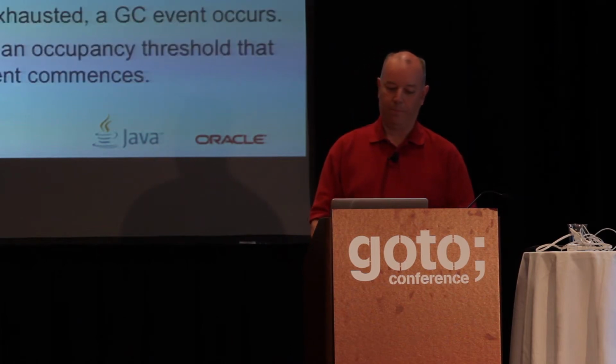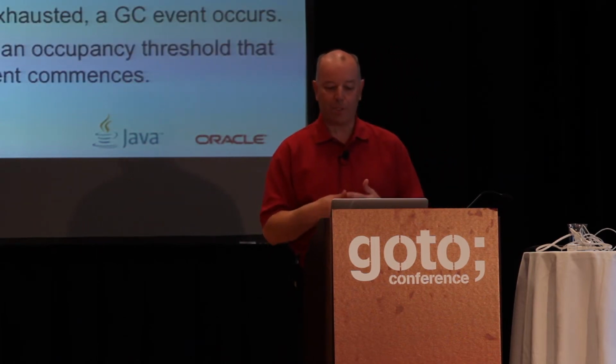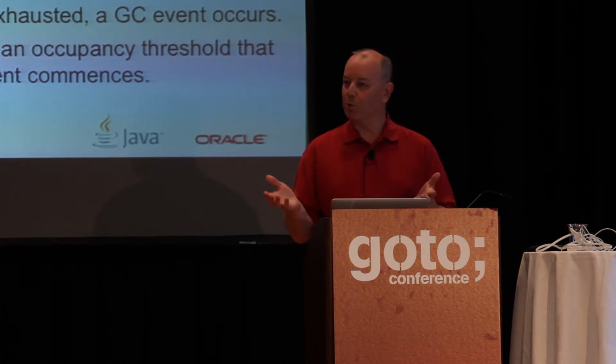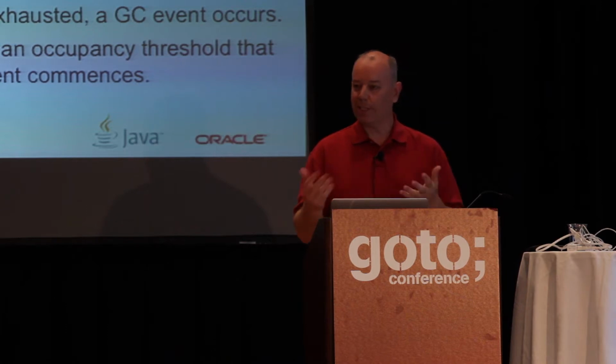So the first concept we're going to talk about is the frequency of minor or young GCs. The frequency of a minor GC is dictated by the object allocation rate of the application. In other words, how fast is it allocating objects? The other thing that dictates the frequency of a minor collection, in the HotSpot case, is the size of the Eden space. For the other generational JVMs, it's going to be the size of that space where new objects are allocated. For the stop the world collectors, once that space is exhausted, you're going to get a GC event.